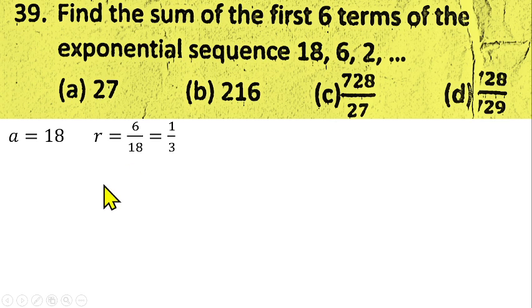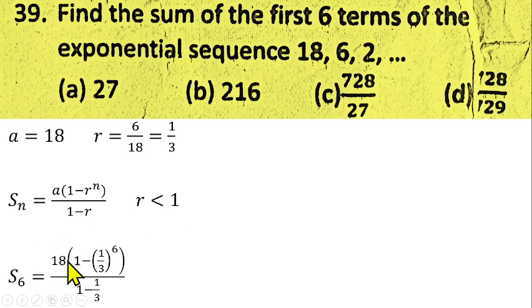In this case, our r is less than 1, so we have the sum of terms equals a into 1 minus r raised to the power n over 1 minus r, where r is 1 over 3. If you substitute, we will have a is 18 into 1 minus 1 over 3 raised to the power n, which is 6, over 1 minus 1 over 3. Simplifying further, 1 raised to the power 6 gives us 1, and 3 raised to the power 6 gives us 729, over, finding the LCM and simplifying that gives us 2 over 3.